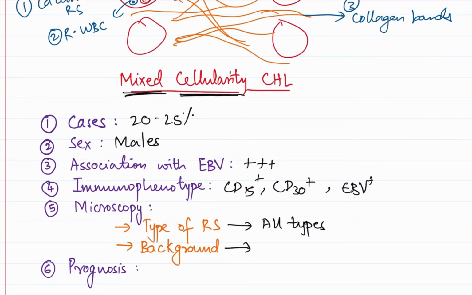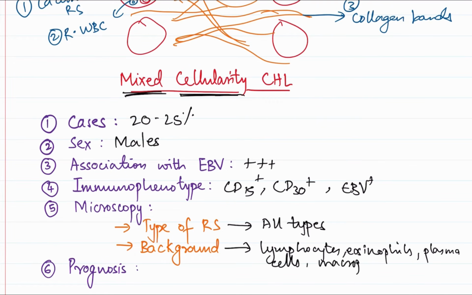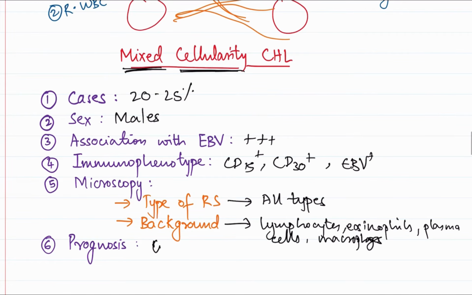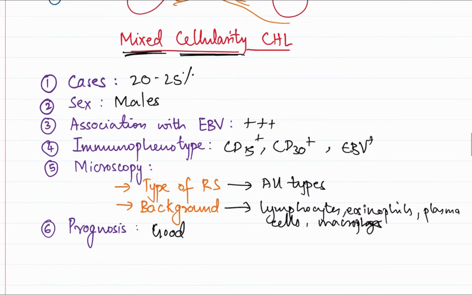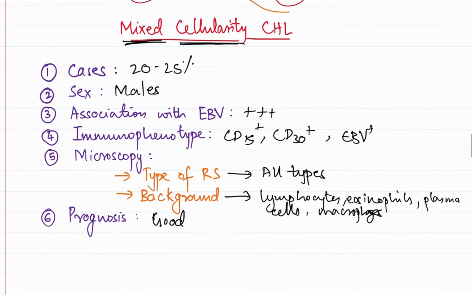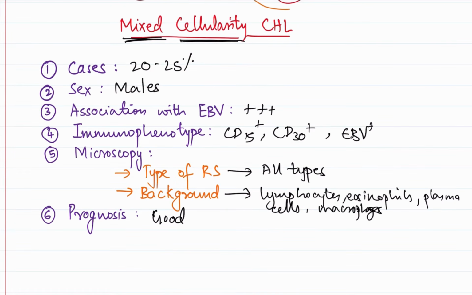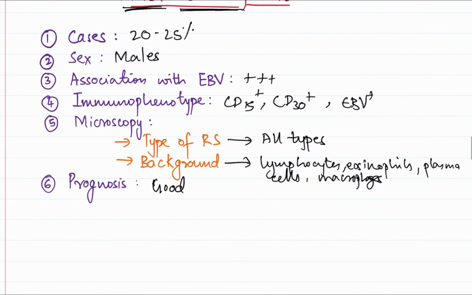So now we understand that the classification is actually based on histology, right? So there will be mixed cells of lymphocytes, eosinophils, plasma cells, macrophages, everything will be present. And the prognosis is actually good, even though it is advanced in staging, not as good as NSCHL, but compared to the other types, it still has a better prognosis.